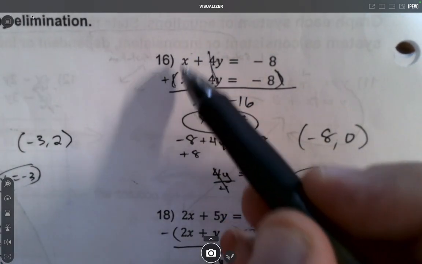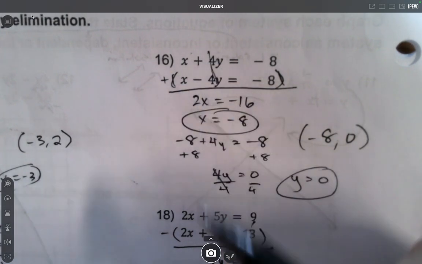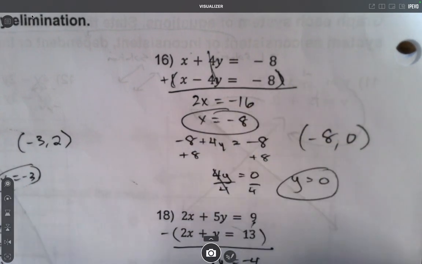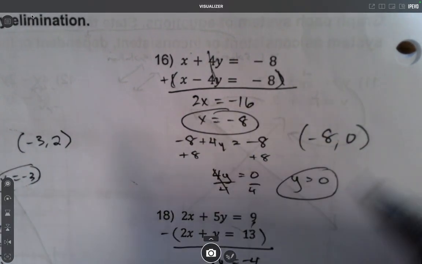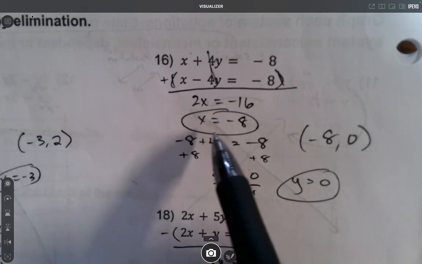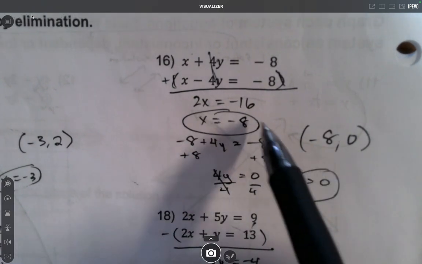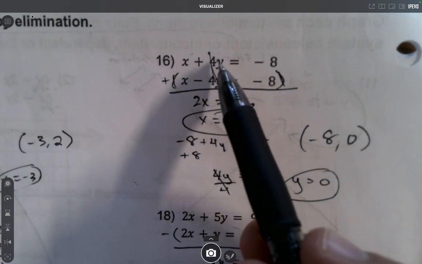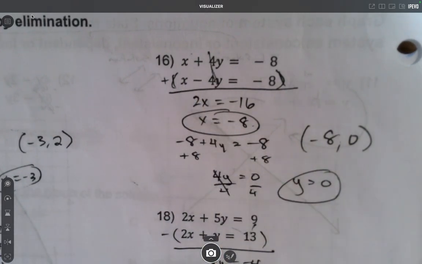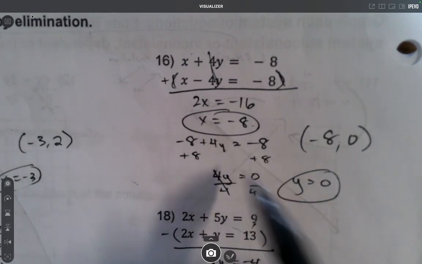So 1x plus 1x is 2x. 4y plus negative 4y is 0. Negative 8 plus negative 8 is negative 16. So I didn't show this step, but I would divide both sides by 2 to get rid of that 2. And I get x equals negative 8. And again, I'll just tell you, you then plug negative 8 back in for either of the x's and solve for y. And you'll get negative 8, 0. Feel free to pause if you want to see the work on how I got the 0.